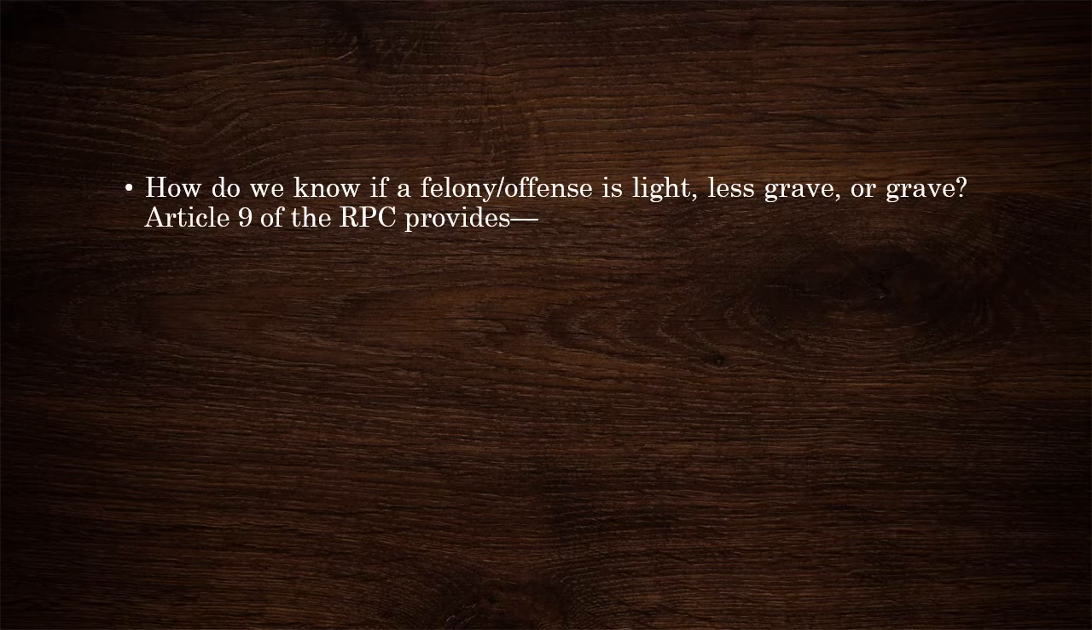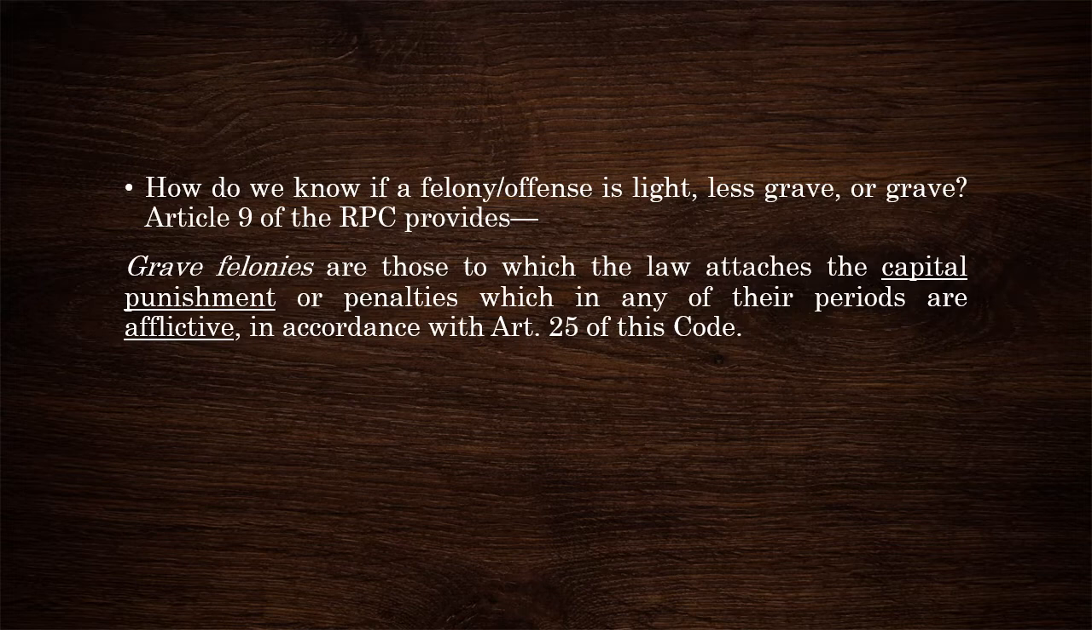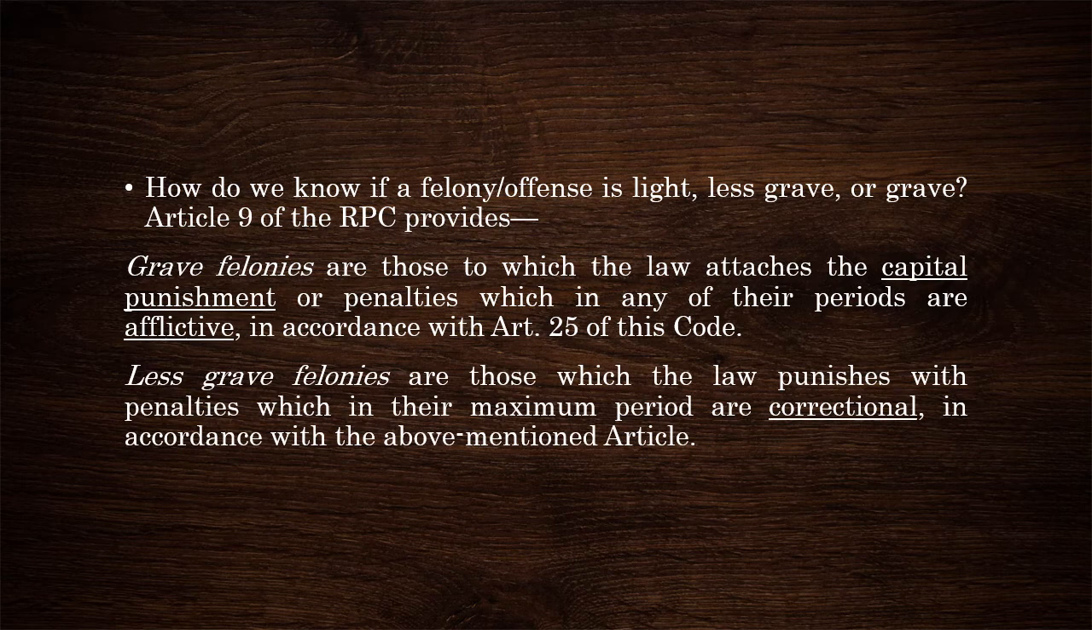How do we know if a felony or an offense is light, less grave, or grave? Article 9 of the Revised Penal Code provides. Grave felonies are those to which the law attaches the capital punishment or penalties which in any of their periods are afflictive in accordance with Article 25 of the Revised Penal Code. Less grave felonies are those which the law punishes with penalties which in their maximum period are correctional in accordance with the above-mentioned article.